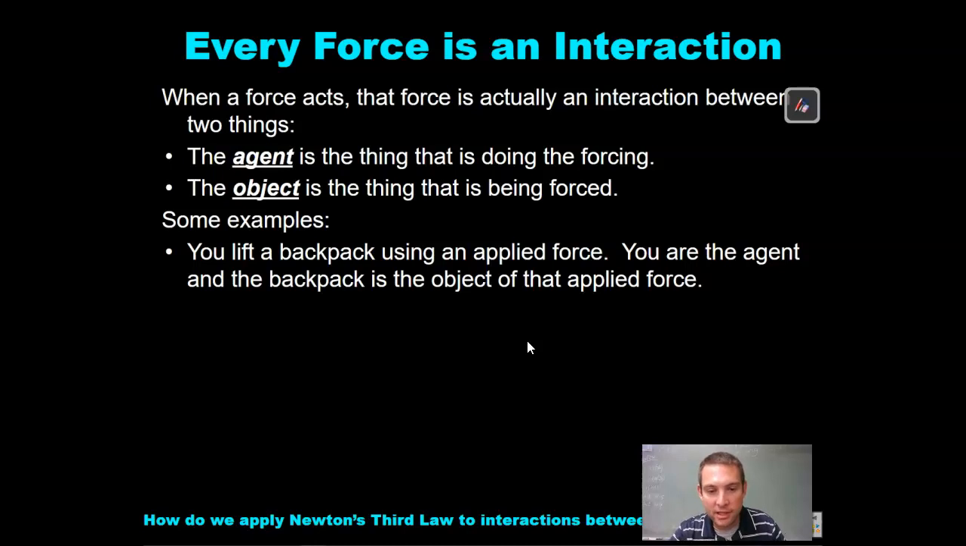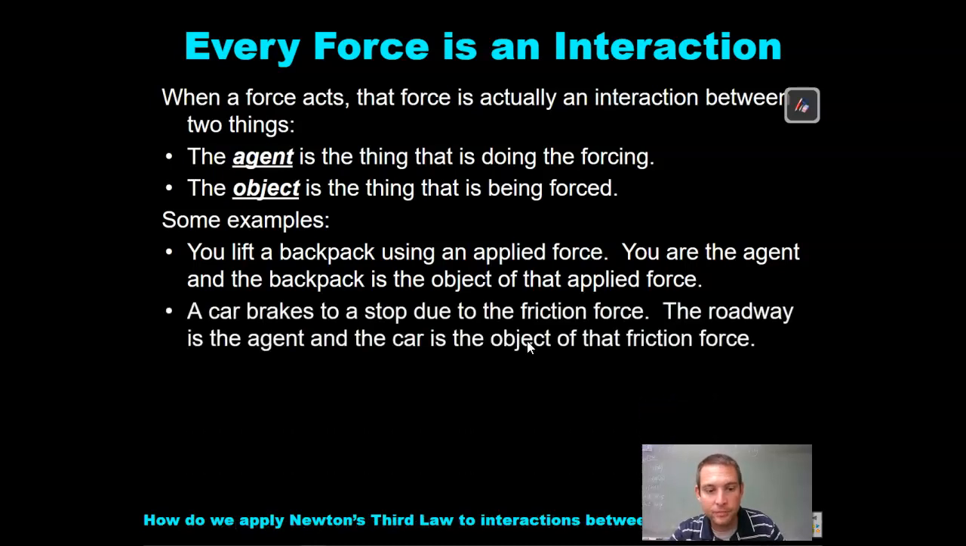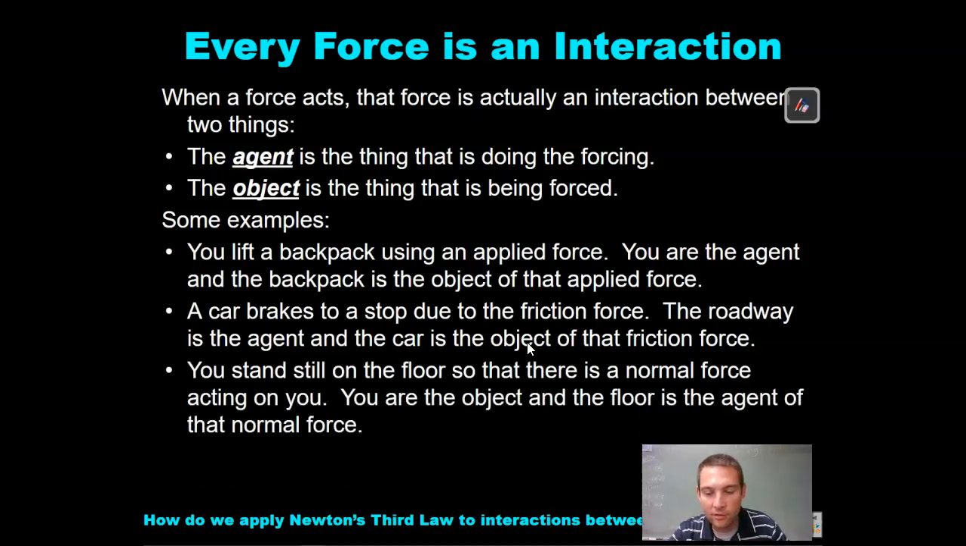Some examples. You lift a backpack using an applied force. You are the agent, and the backpack is the object of that applied force. A car brakes to a stop due to the friction force. The roadway is the agent, and the car is the object of the friction force. You stand still on the floor, so there is a normal force acting on you. You are the object, and the floor is the agent of that normal force.